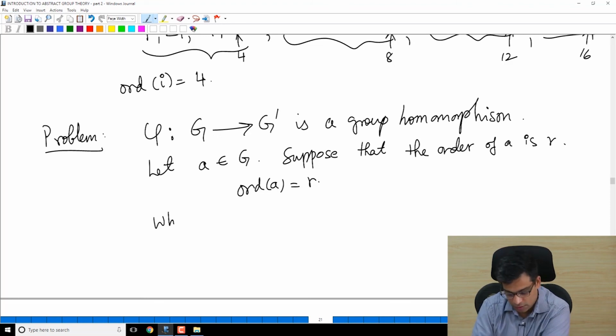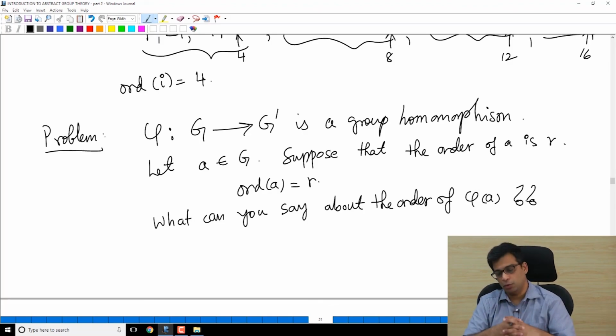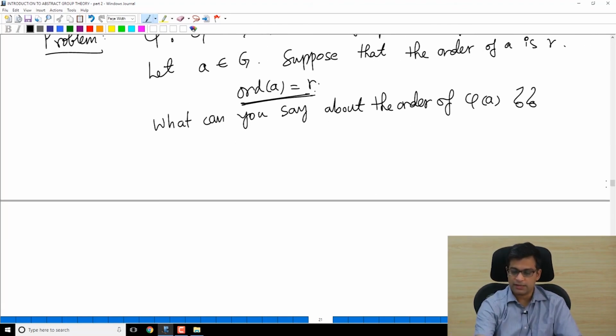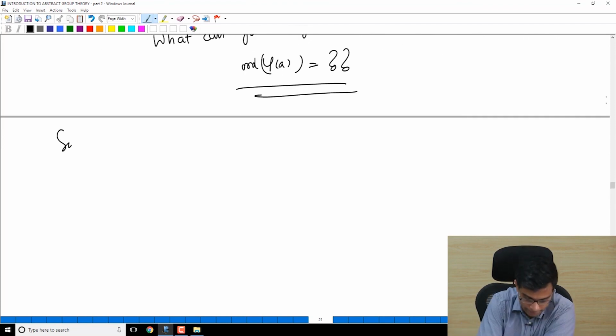The problem is, what can you say about the order of phi of A? So the problem is, if you have a group homomorphism and an element is fixed which has some finite order, what is the order of the image? Can you say anything about the order of the image? Order of A is R. What is the order of phi of A? How is it related to R, in other words? That's the question. So the solution is the following.